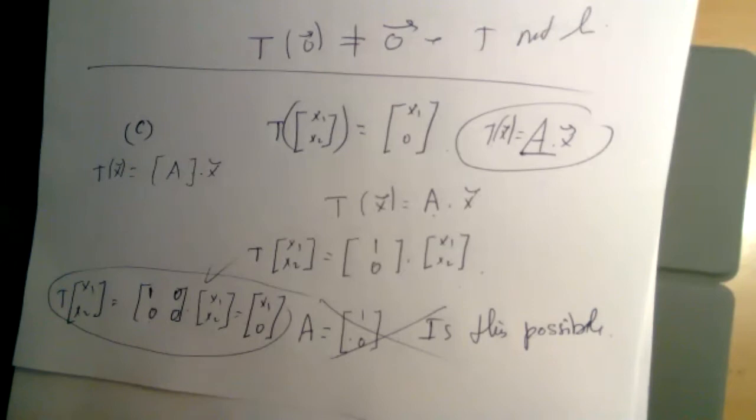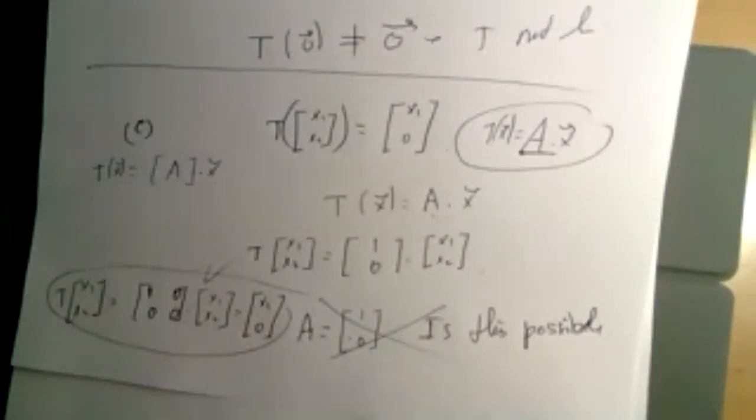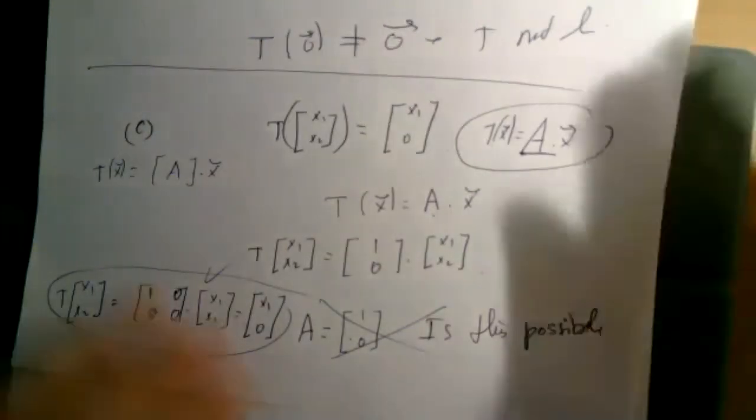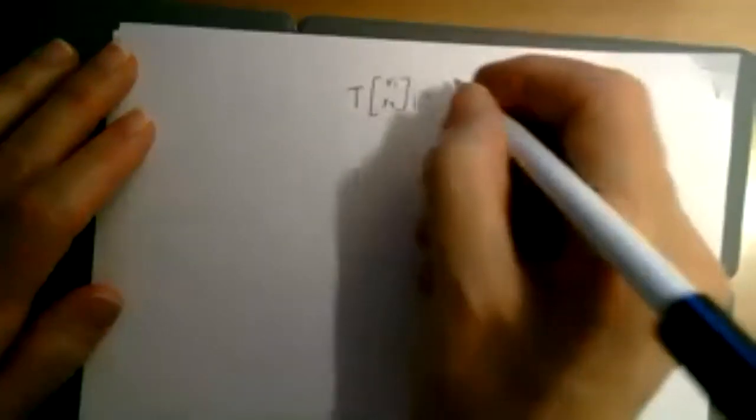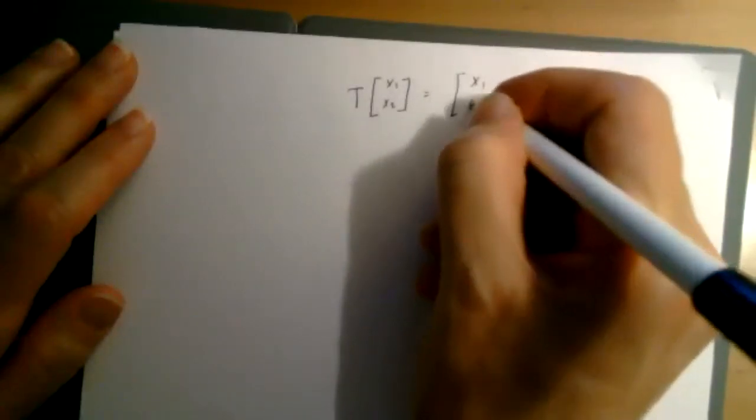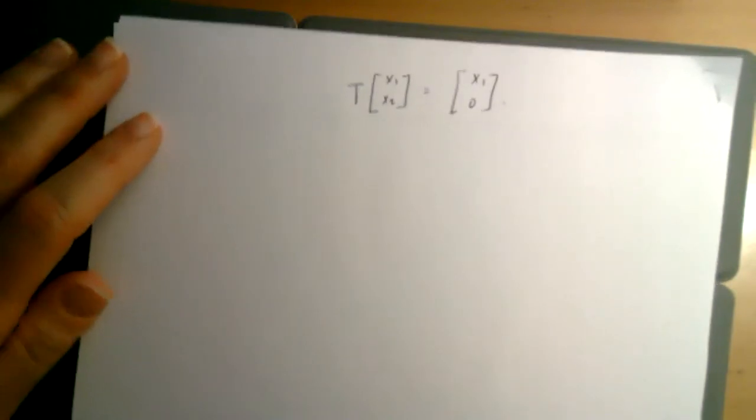Another question before I move on to your question is the following. Let us say a student wants to show me that it is linear, and tell me if the student is right or wrong. The student says, okay, I want to show you it is linear. So I will take the same function, T of x1, x2 equals x1, 0.